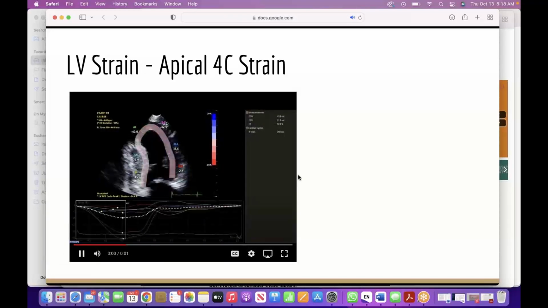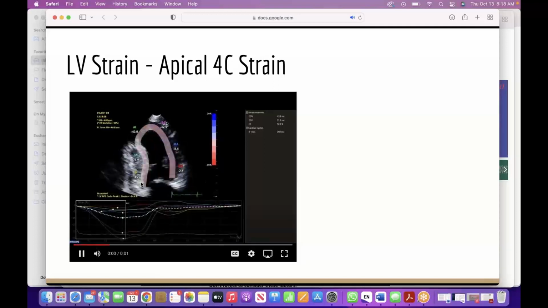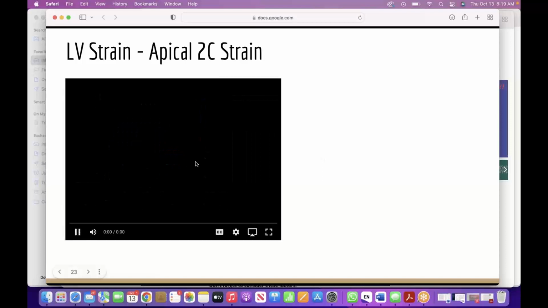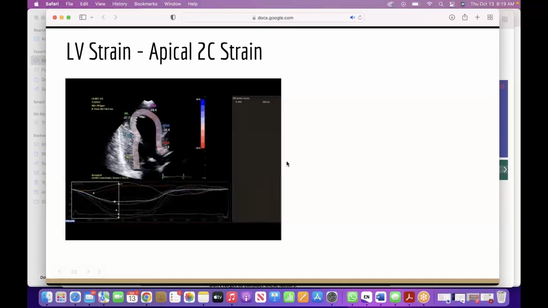I think this is where the case gets most interesting. Strain analysis in the apical 4-chamber shows highly abnormal strain at the basal and mid segments, but preserved global longitudinal strain at the apices. On the 2-chamber view, the exact same pattern is observed: highly abnormal strain at the base and normal strain at the apex. And I'll discuss how to interpret strain as well.